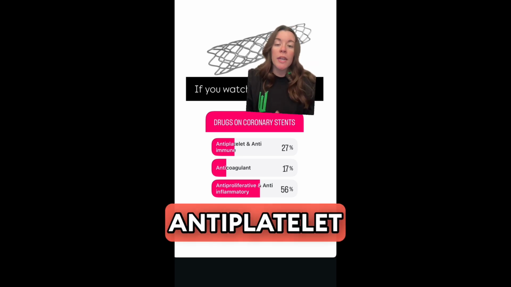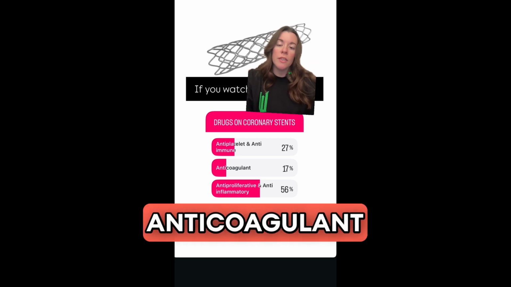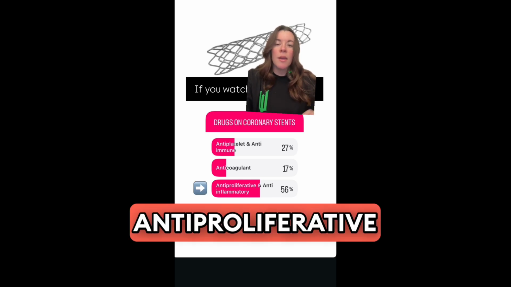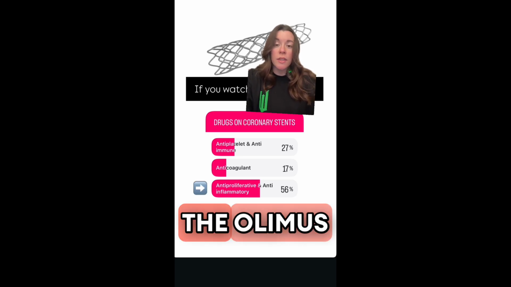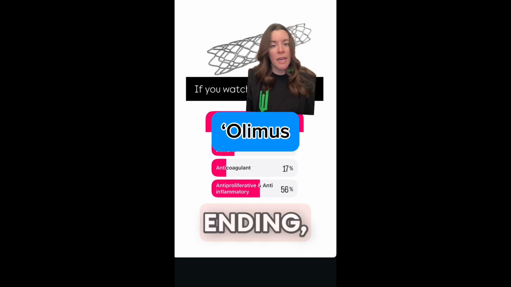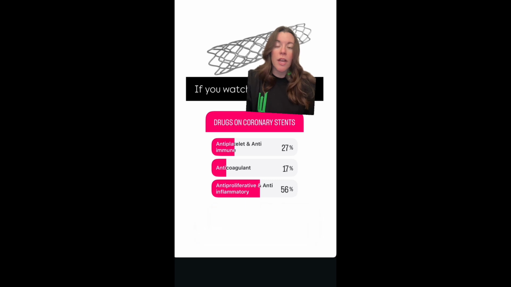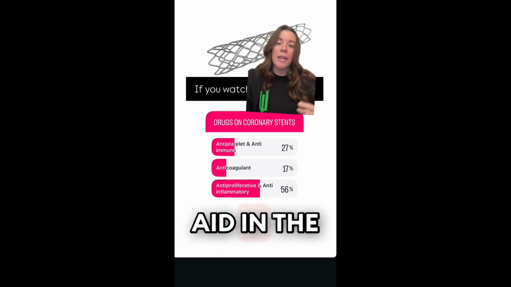So the options were antiplatelet and anti-immune, anticoagulant, or anti-proliferative and anti-inflammatory. The answer is anti-proliferative and anti-inflammatory. The Olimus drugs, if you're talking about the ending, that is what they are. They're an anti-proliferative and anti-inflammatory drug. And the reason is they're trying to aid in the healing process.